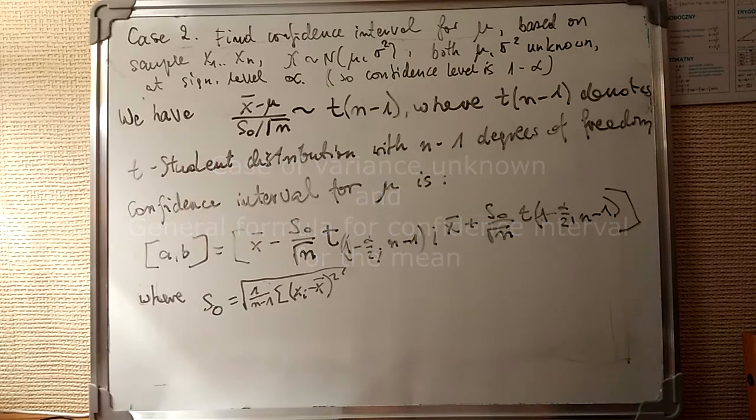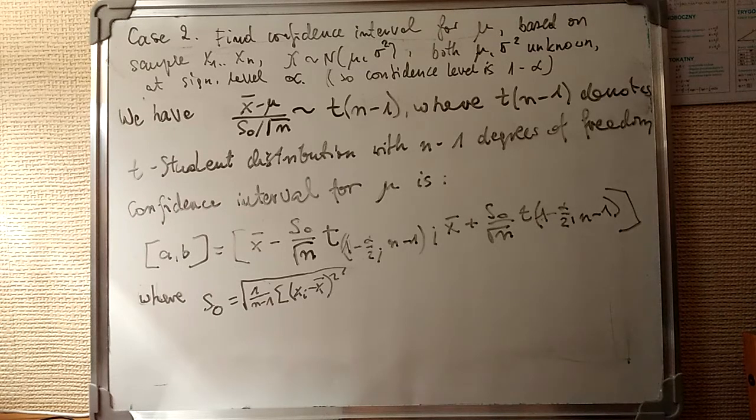Consider the second case. Now we want to find the confidence interval for mu based on a sample x1 to xn, where x has normal distribution with parameters mu and sigma squared. But now both mu and sigma squared are unknown, so all that we have is just the sample. And the significance level is given by alpha. So it means the confidence level is 1 minus alpha.